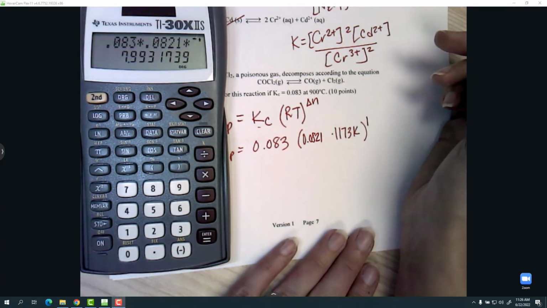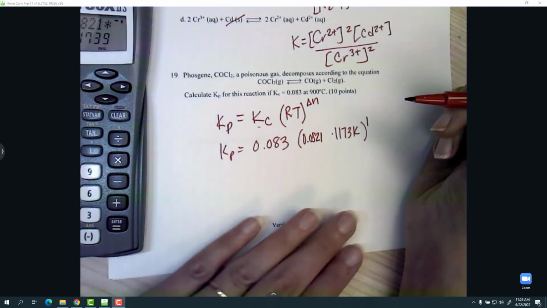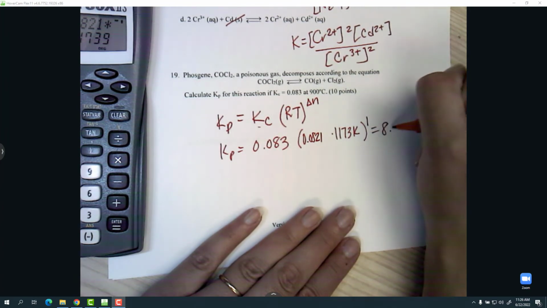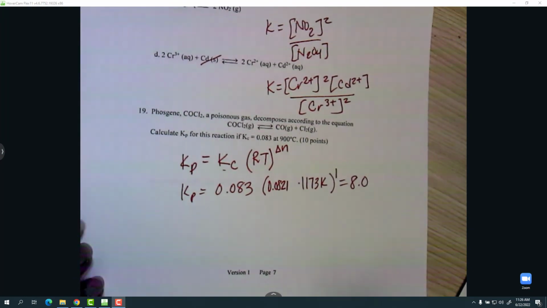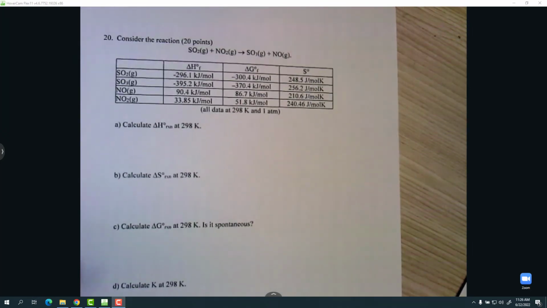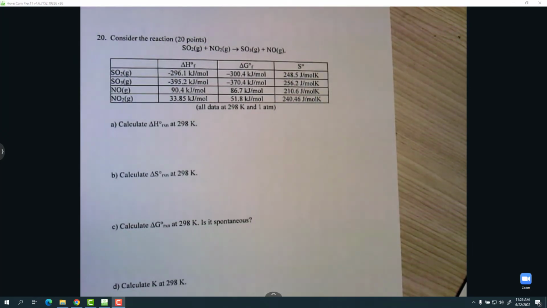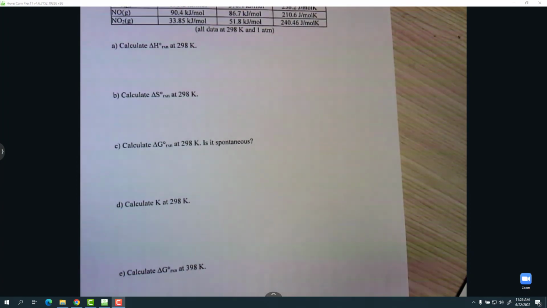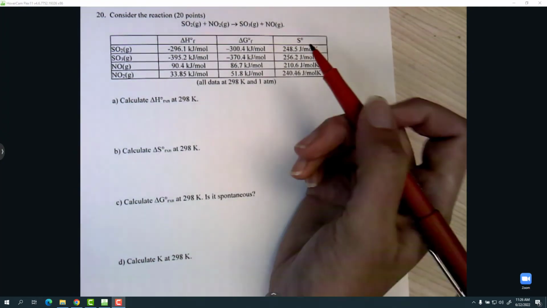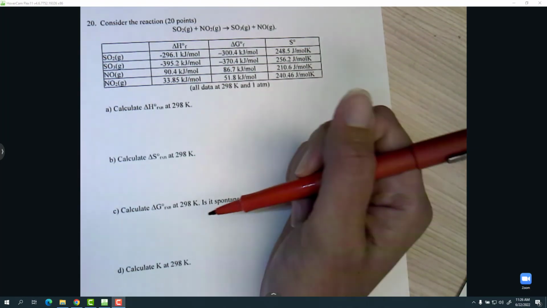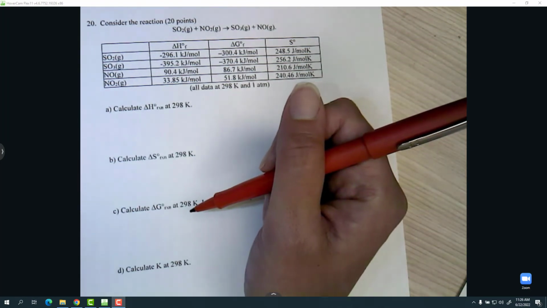And I get 7.99. I should only have like 2 sig figs here, so I'll just round that to 8.0. All right, and oh, last one. Okay, number 20. So this is enthalpy, entropy, delta G, Gibbs free energy, K, all sorts of fun things in here. All right, so delta H, delta S, and I could do for delta G just products minus reactants. So I'm just going to go ahead and plug those in, and I'll fast forward this part of the video.